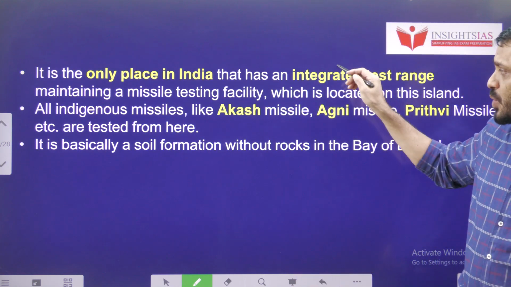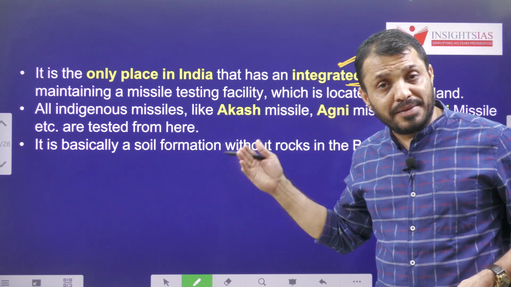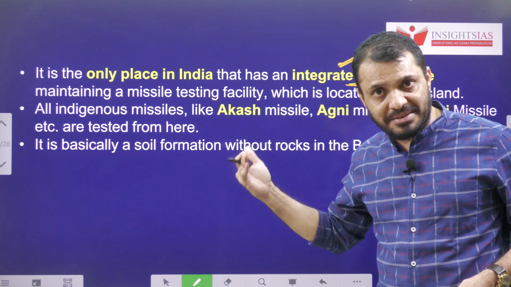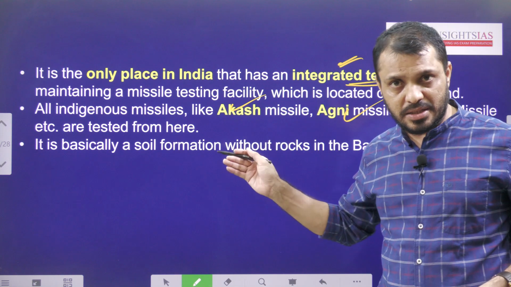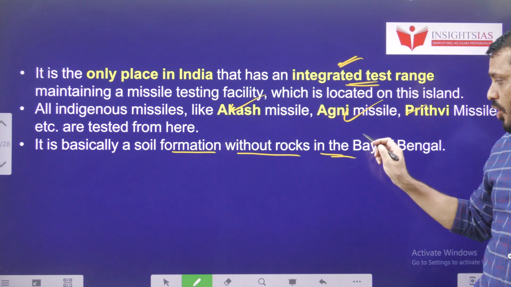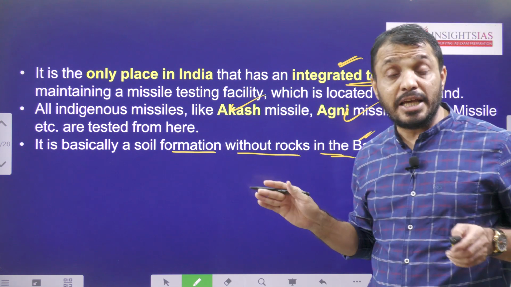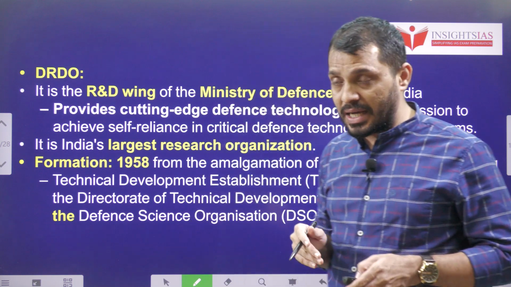It is the only place where India has the integrated test range. Here we test all our indigenously developed missiles such as Akash, Agni, Prithvi and many others. This island was formed through soil formation, without any rocks, in the Bay of Bengal. That is the specialty of this island.